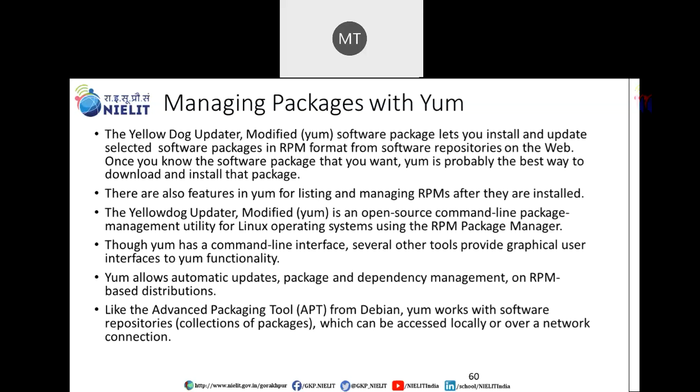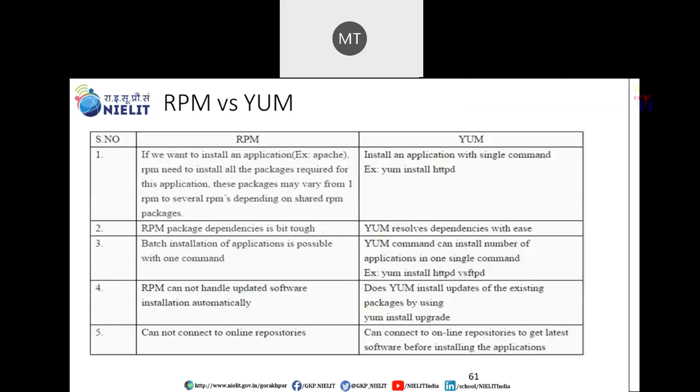Yum allows automatic updates and package dependency management on RPM based distributions, like the Advanced Packaging Tool, APT, from Debian. If you are using Ubuntu, you can use the APT command for installing. Yum works with software repositories, which are any collection of packages that can be accessed locally or over a network.